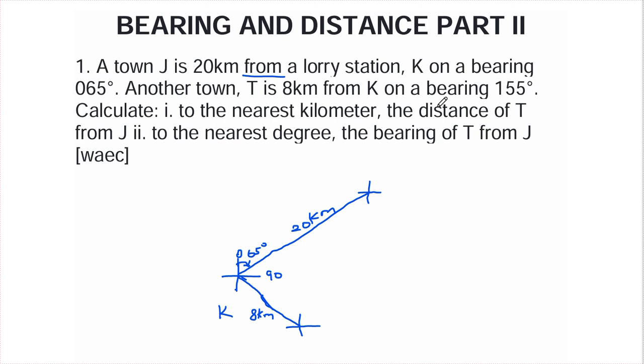So now you have, on a bearing of 115, we've done that already, and it now says calculate to the nearest kilometer the distance of T from J. Okay, this is J town and this is T town, right? So we're asked to find the distance, so we must draw a straight line from T to J this way.